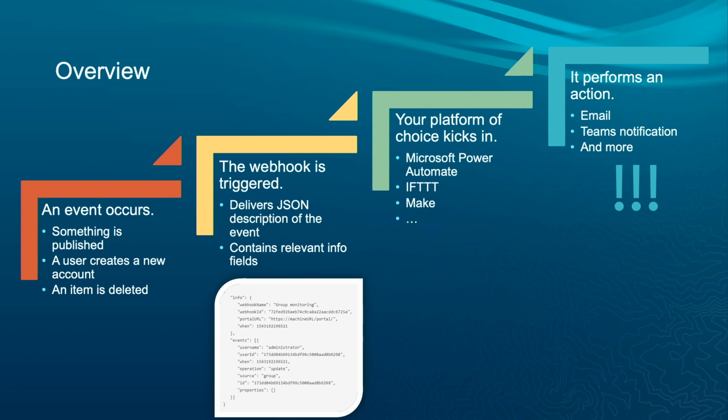A platform of choice, so not part of the ArcGIS system though, can kick in. That can be Microsoft Power Automate, If This Then That, Make. There's a lot of options here to think about how you want your webhooks to operate. And what happens is that an action happens. That could be an email, that could be a Teams notification. Maybe you want Alexa to announce it to you. I don't know, you do your thing. But there's a lot of potential here.